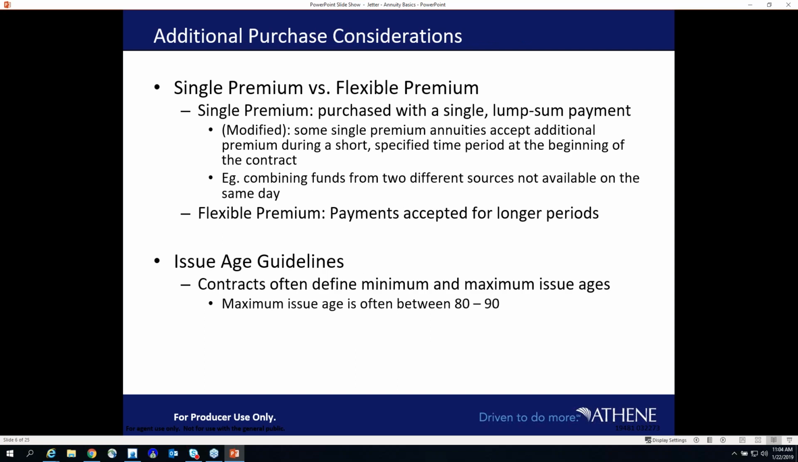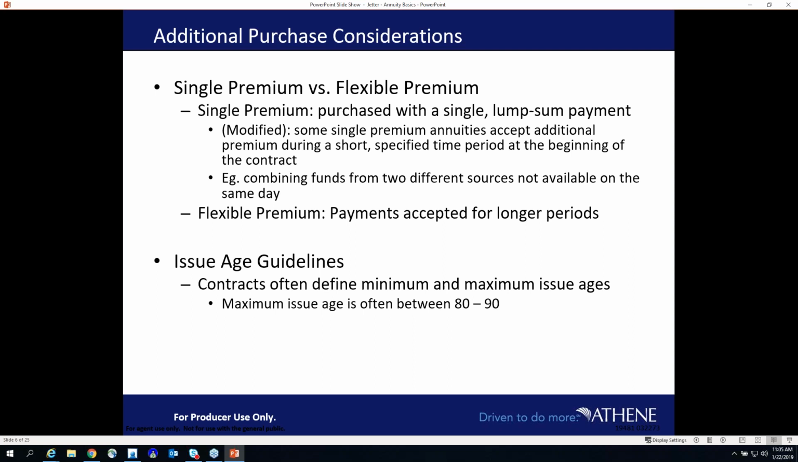Also, additional purchase considerations on annuities. We have single premium versus flexible premium annuities. Now, single premium is going to be purchased with a single lump sum payment. Actually, some can also be purchased with more than one payment, but after the annuity is issued, you cannot add to it. We call those single premiums as well. Some single premium annuities accept additional premium during a short specified period of time at the beginning of the contract. Some contracts may allow for additional deposits, say, in the first year.